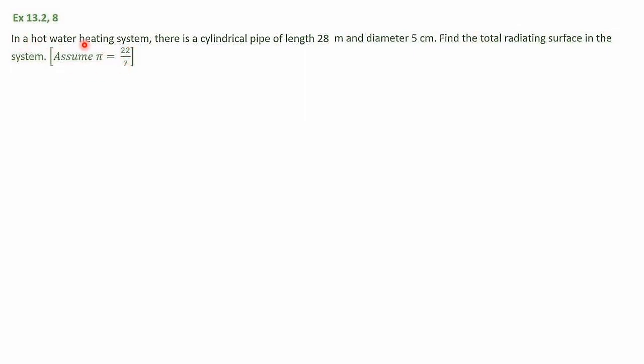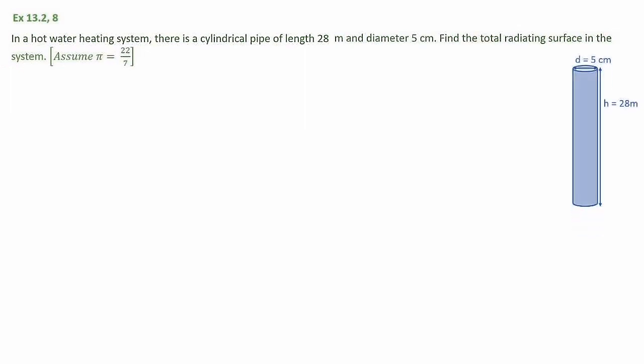In a hot water heating system, there is a cylindrical pipe of length 28 meter and diameter 5 centimeter. Here the cylindrical pipe length is given, that means height is 28 meter and the diameter is 5 centimeter. From here we can calculate the radius. Find the total radiating surface in the system.